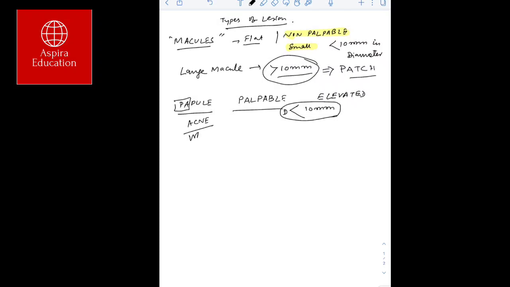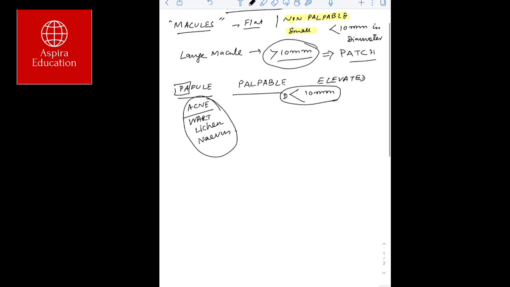We can get papular lesion in wart. We can get papular lesion in lichen planus, and we can get papular lesion in nevus. So these are the areas where we can get papular lesion. Now we are moving to further things.